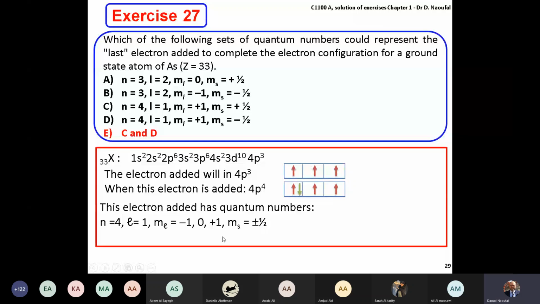It depends. So we go to the proposed sets of quantum numbers. A is incorrect since the electron is added in n equals 4. B is incorrect. So we have the possibility of C and D since n equals 4 in both and l equals 1 in both. ml plus half, it's possible. ms plus half, yes. And ms minus half, this is acceptable. So C and D are acceptable sets of quantum numbers, and the correct answer in this case is E.